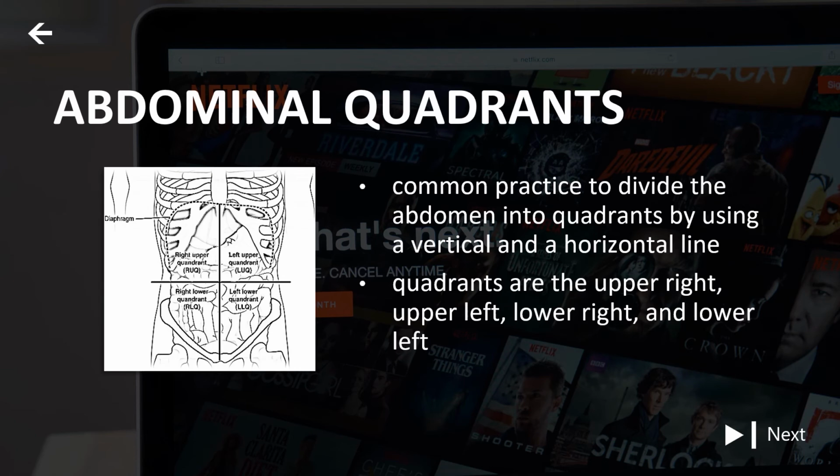Abdominal quadrants. It is common practice to divide the abdomen into quadrants by using a vertical and a horizontal line that intersect at the umbilicus. The quadrants are the upper right, upper left, lower right, and lower left. The terms epigastrium and periumbilical are loosely used to indicate the area below the xiphoid process, above the umbilicus, and the area around the umbilicus, respectively.